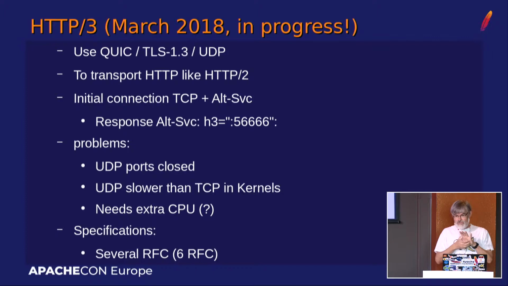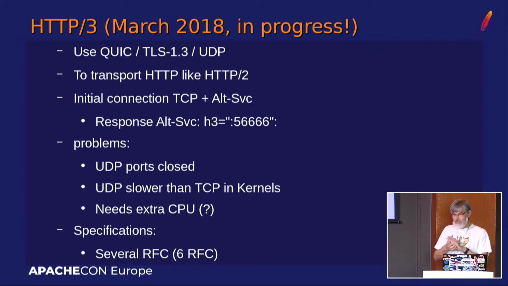In the case of H2, they were supporting several versions, but that was a lot easier because it was adding stuff on top. Here it's a bit more difficult. So H3 is using QUIC. You need to use TLS 1.3, and it's using UDP. Basically, the idea is to be able to transport HTTP 1.1 semantics like H2 is doing.